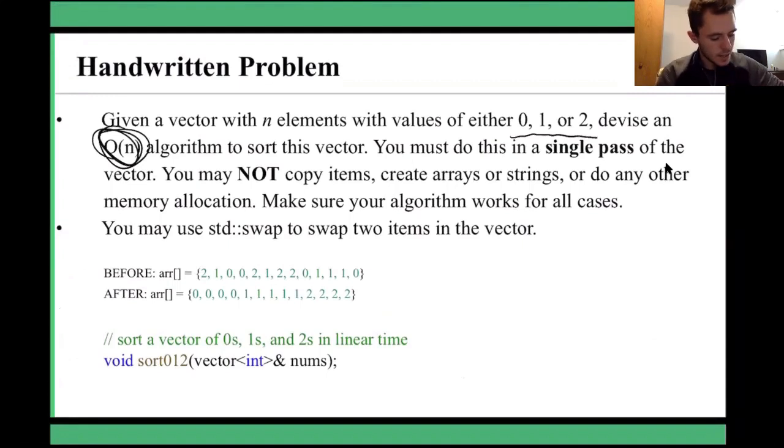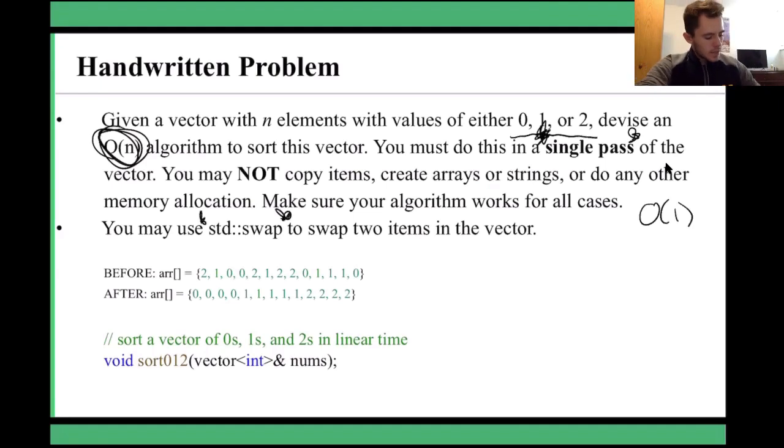You have to do this in a single pass, right? So you can't even go over multiple times. It has to be one pass. You cannot copy items. You cannot create extra arrays, or do any other essentially memory things. So we have to have O of 1 memory pretty much. And then you have to make sure your algorithm works for all cases. You may use standard swap, that is allowed.